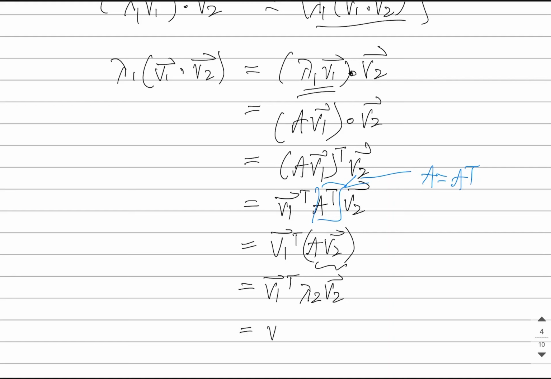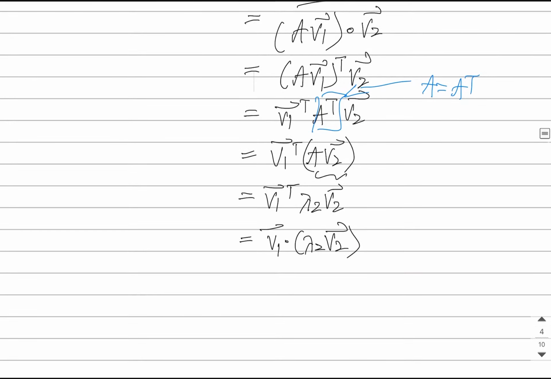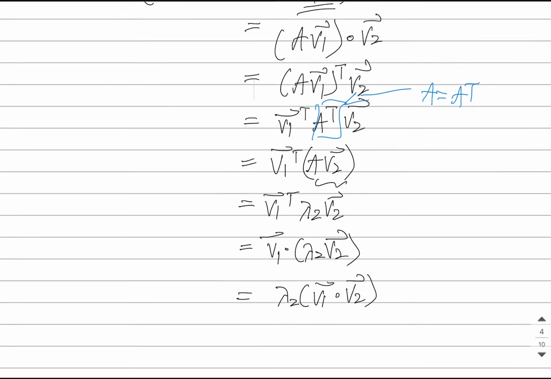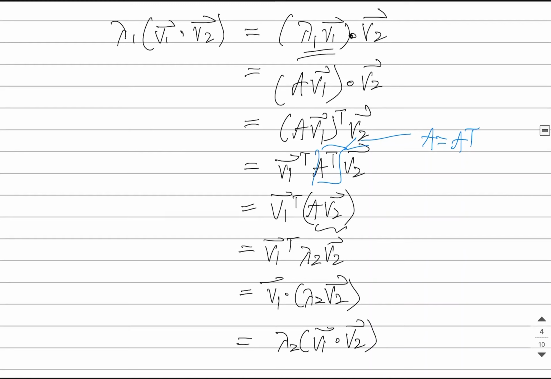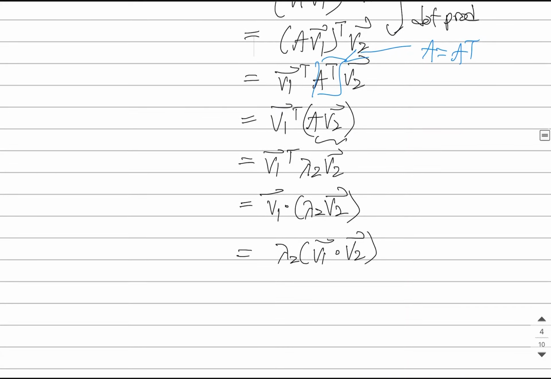This is, by definition of dot product, just V1 dotted with lambda 2 V2. And by dot product properties, I can take out the constant lambda 2, leaving V1 dot V2. So there's a big string of things that have happened. I started with lambda 1 V1 dot V2, and I worked my way down through all of these properties: eigenvector definition, dot product definition in terms of transpose, and I just worked my way through. So here's what I found. Lambda 1 V1 dotted with V2 is equal to lambda 2 V1 dotted with V2.